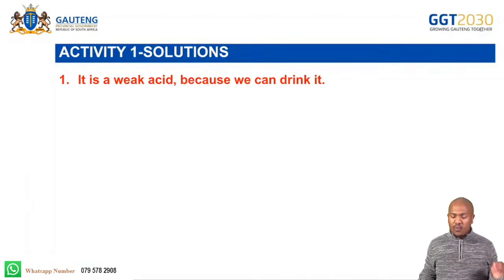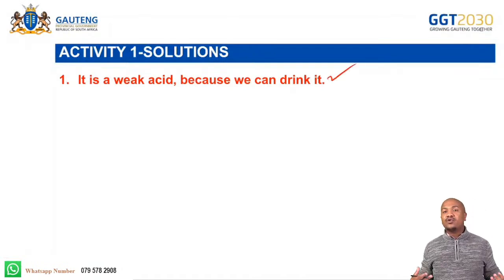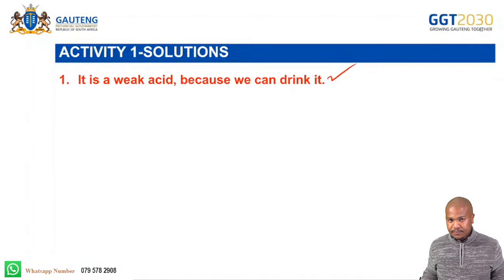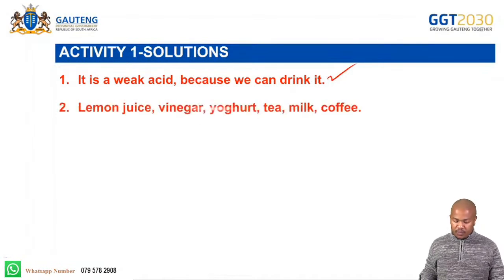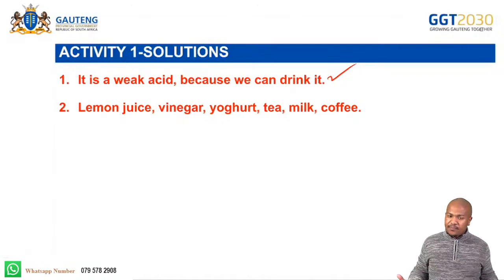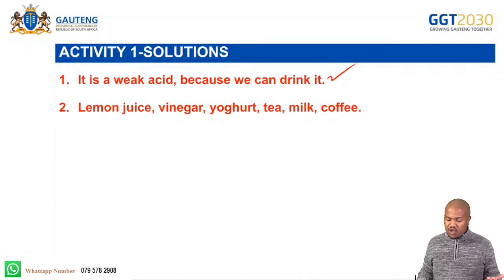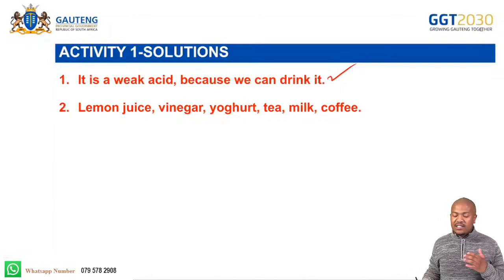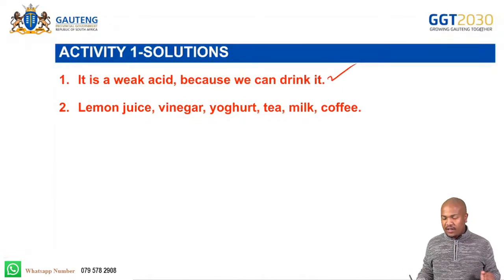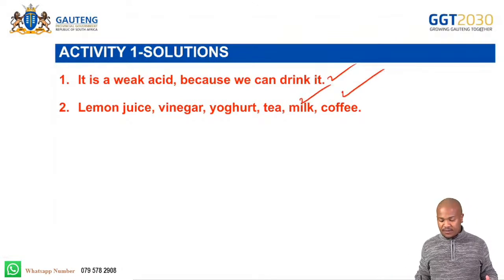Orange juice is a weak acid because we can drink it, and it's not harmful to our bodies. Then, number two, other examples of acids. Amongst others, we have lemon juice, vinegar, yogurt, tea, milk, and coffee. So, give yourself 2 ticks for 2 examples.